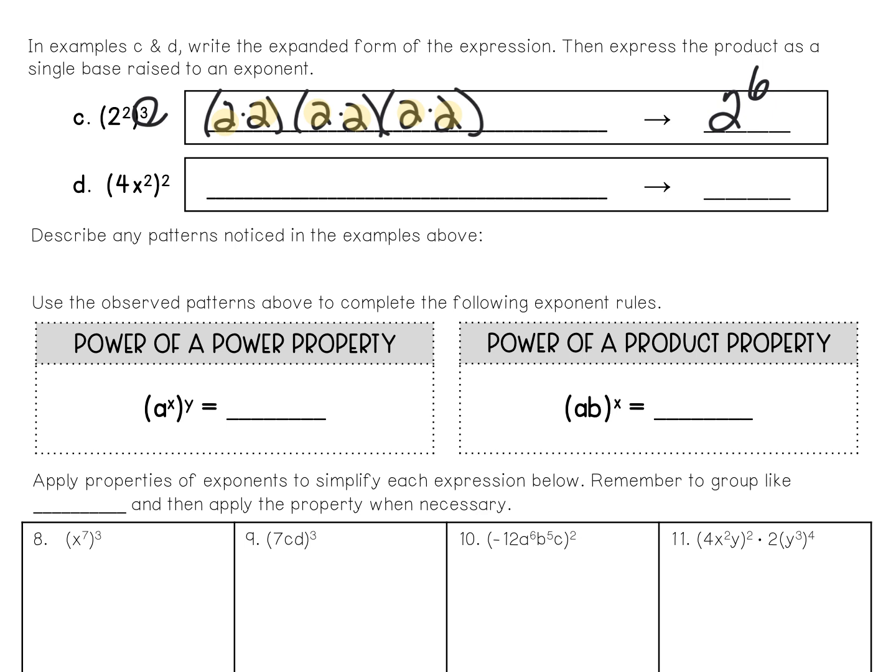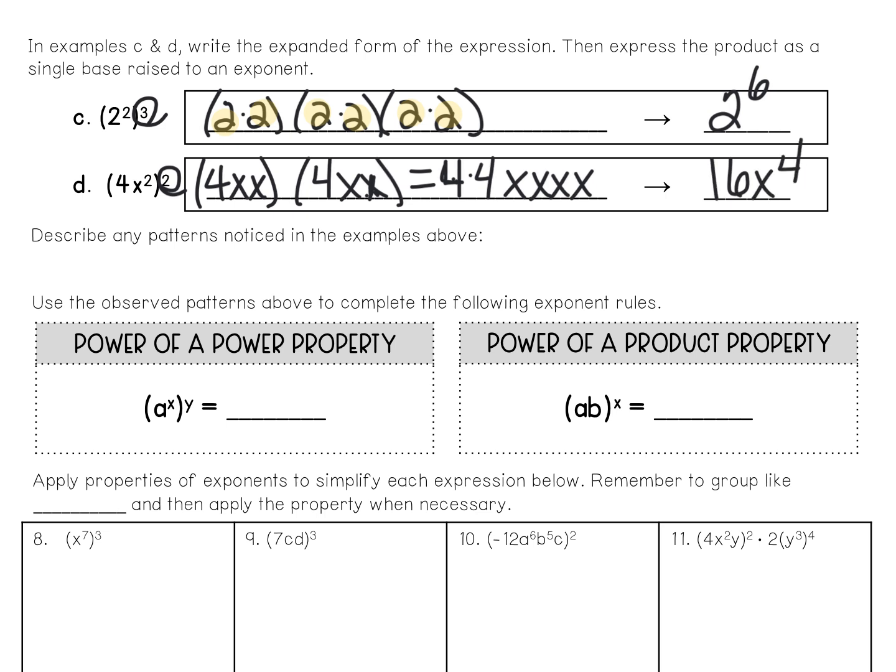Same thing here, 4x squared. So I've got 4 times x, and I need to square that. 4x, 4x. And when I do that, I get 4 times 4. Those are my like bases. And I have x, x, x, x. I have 4 x's. So I said 4 times 4 is 16. And I have 4 x's, x to the 4th.